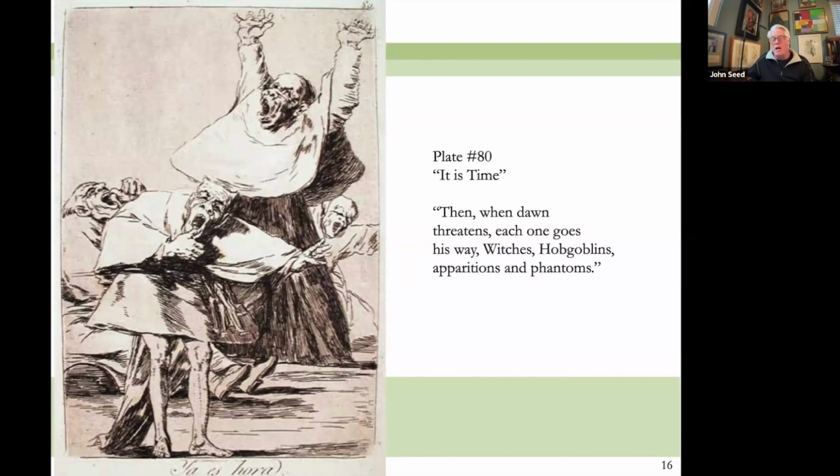Like Blake, Goya greatly disliked organized religion, was very, very suspicious of the priesthood, and he showed the priests as being kind of demonic nocturnal figures. And when they wake up, they all go their ways, along with the witches, the hobgoblins, the apparitions, and the phantoms.